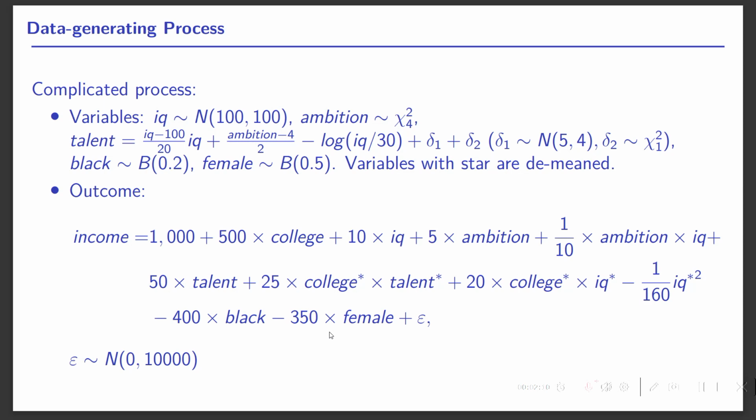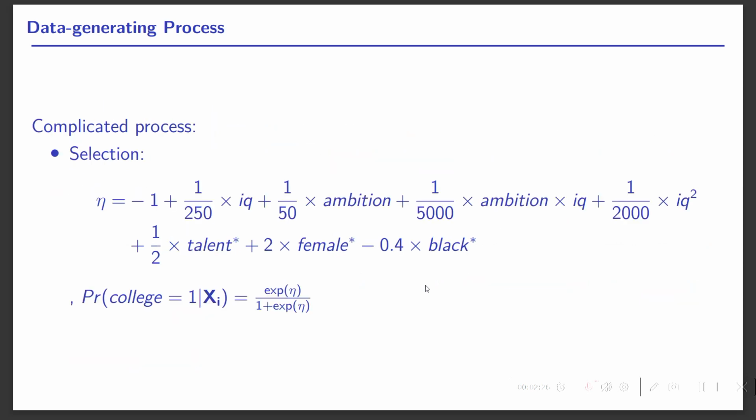Importantly, the returns to college are now heterogeneous. Here we interact college with talent, for example. More intelligent people and more talented people have higher returns of going to college. The selection process is somewhat more complicated. Women are more likely to attend college, while black people are slightly less likely.